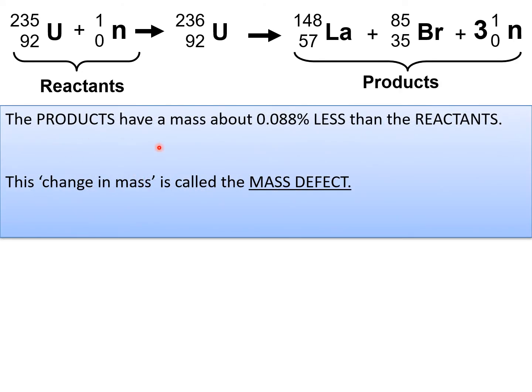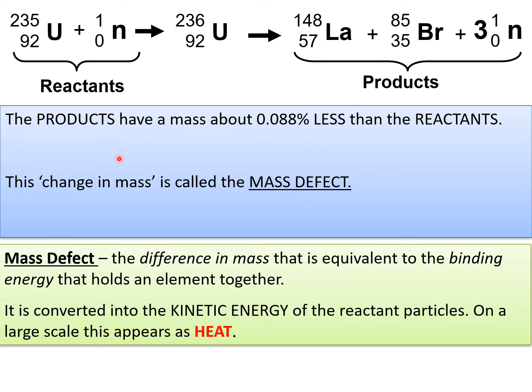So the products have a mass which is about 0.088% less than the reactants. So this is why we can say these numbers are still conserved, but actually that's not really true. Now this change in mass is called the mass defect. I need to know this word, and you also need to know the definition of it. So copy this definition down.